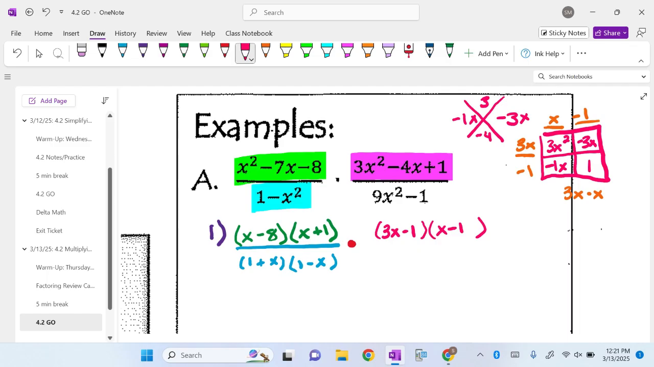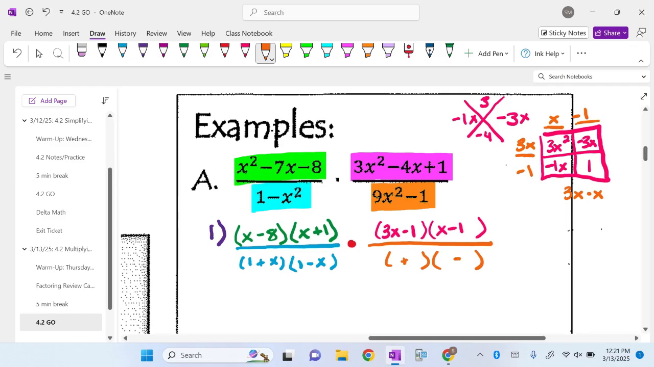Then lastly, we're going to do the bottom one, which the bottom one is a what? It's a difference of squares. So how would I factor it? You have to take square roots and then put it as a plus b, a minus b. All right, so this would be 3x plus 1, 3x minus 1.